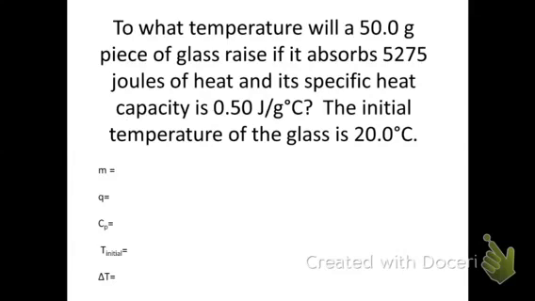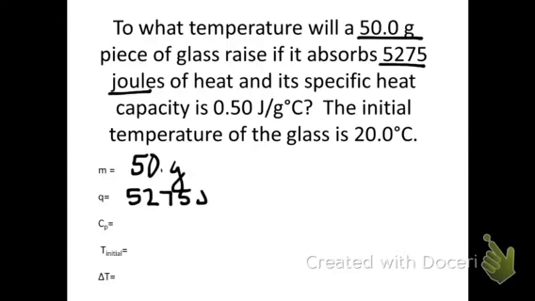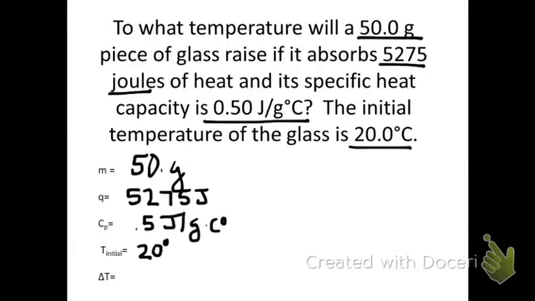We know our mass. We know our mass is 50 grams, so let's write that down. We've got 50 grams. We know how much heat it absorbs. Q is our heat. So our heat is 5275 joules. They've given us our specific heat capacity, which is 0.5 joules per gram degrees Celsius. And they've given us our initial temperature, which is 20 degrees Celsius. We don't know what the change in temperature is.